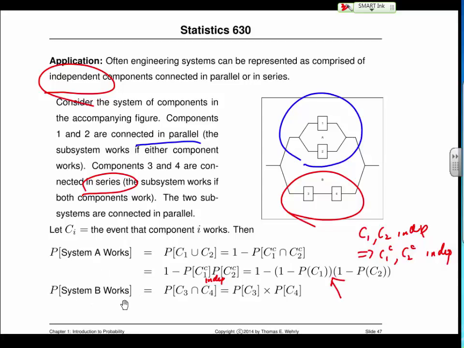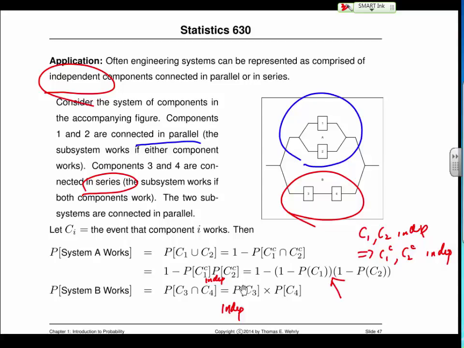Now, system B works, since it's in series, only if both of them work. So we need to find the probability of the intersection of C3 and C4. In terms of the intersection, we just use independence and get the probability of C3 times the probability of C4.